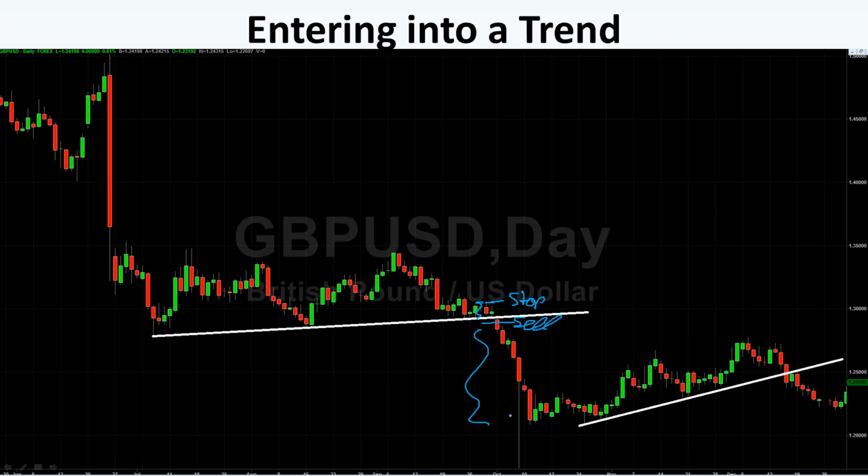So I'm not saying you're going to jump in here, risk a whole lot, and then only expect it to go a couple of ticks. That's the wrong idea. That's backwards. We're going to risk a small amount, and we're going to look for at least 2 or 3 times the amount of our risk for our target.